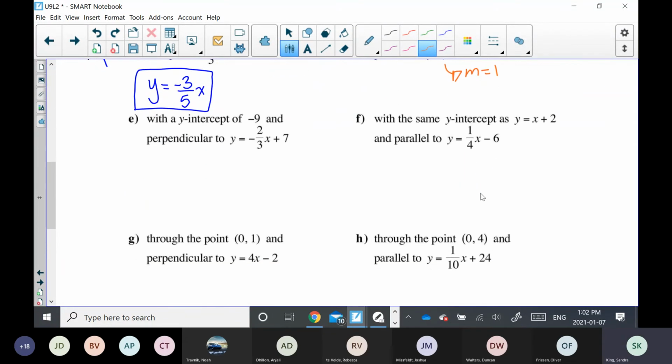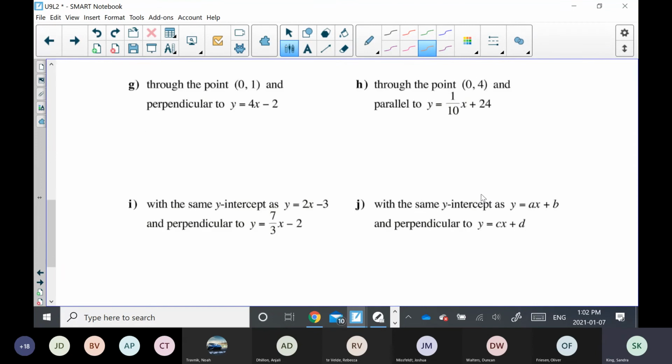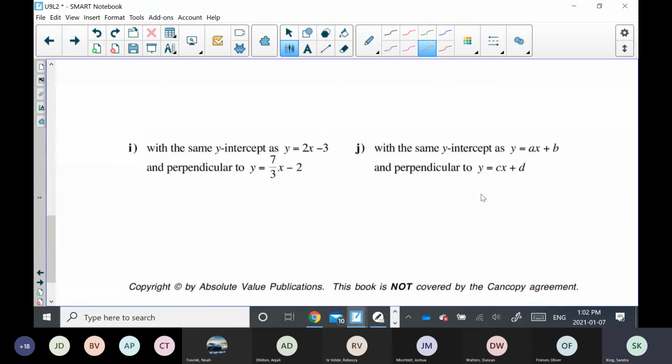And the last one I want to give you, I believe, is J. So let's do J together. And you'll do all of them. Write the equation of a line with the same y-intercept as this guy. So if you're working with me right now, could you guys please box in what the y-intercept of this graph is? Okay, so that's my y-intercept.